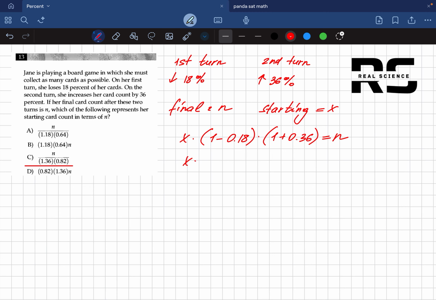In this case, x times 1 minus 0.18, which is just 0.82, times 1.36 is equal to n. And in this case, we need to find x. So x would be equal to n divided by 0.82 times 1.36. This is exactly our answer C. So here's your answer.